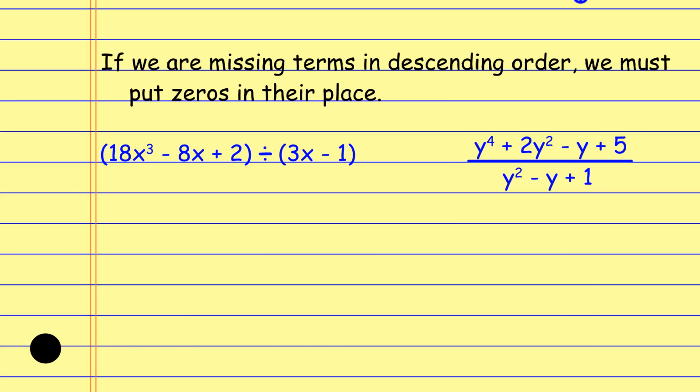So when I look at the two things that are being divided here, on the outside I've got a 3x minus 1. That's not missing any terms in descending order. I've got an x to the first and then an x to the 0 essentially. So the 3x minus 1 is fine the way it is. Then when I look at the 18x cubed minus 8x plus 2, something's missing in descending order. I'm missing the x squared term. So what I do when I write this down, I say 18x cubed, and then I say plus 0x squared minus 8x plus 2. I put a 0 in for my missing term.